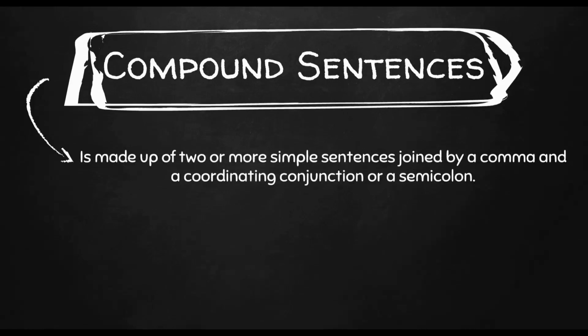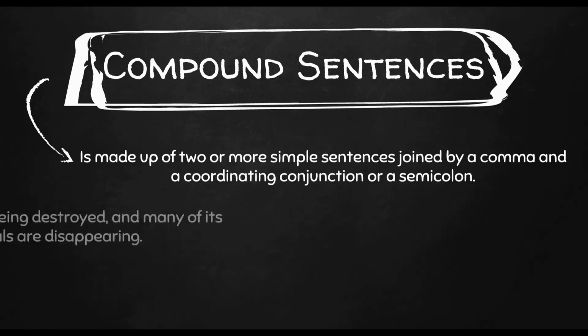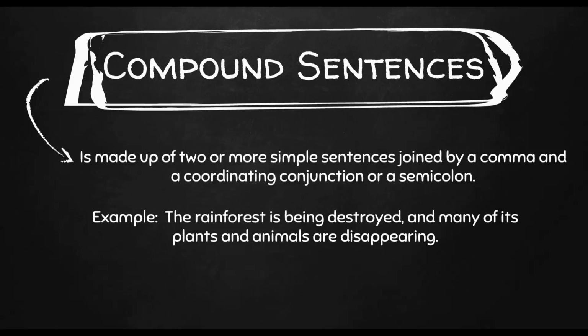So back to compound sentences. All right, they're made up of two or more simple sentences joined together by a comma and a coordinating conjunction or a semicolon. So here's an example. The rainforest is being destroyed, and many of its plants and animals are disappearing. So here we can see we have that comma and one of our coordinating conjunctions, and that makes this a compound sentence. Before the comma and the and, we have a simple sentence, and after the comma and the and, we have a simple sentence. And because they are joined with the comma and a coordinating conjunction, it is a compound sentence.